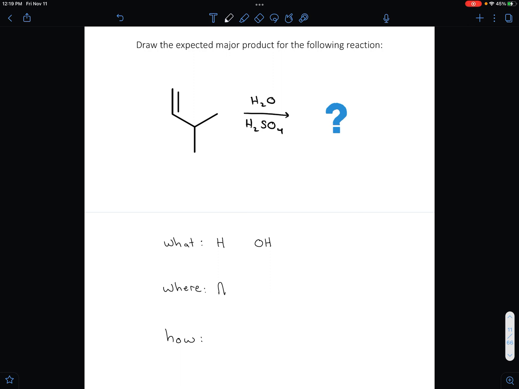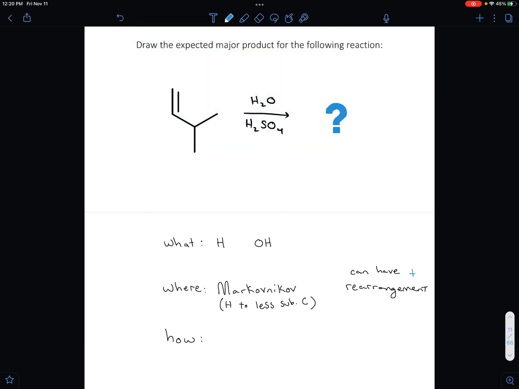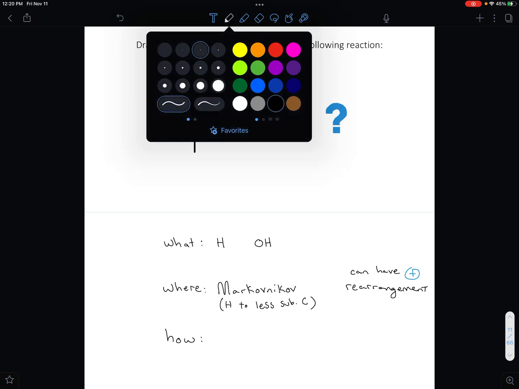Where do you add them? Well, it's Markovnikov addition. So the hydrogen goes to the less substituted carbon. And you have to watch out for rearrangement. You can have carbocation rearrangement. So you have to watch out for that. And then how are you adding it?